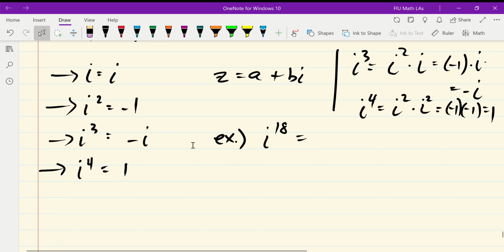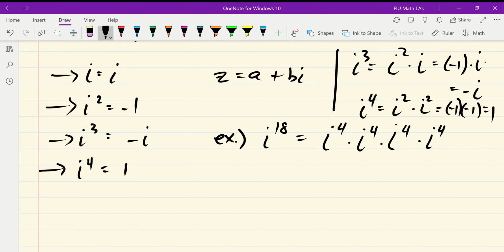And all we'll do is we'll say i to the fourth times i to the fourth times i to the fourth times i to the fourth. If you remember exponents, we have a base of i. And essentially the power is 4 plus 4 plus 4 plus 4. But this only gives us 16. So let's go ahead and tack on an additional 2 to make 18. So now i squared. So this would be like plus 2.